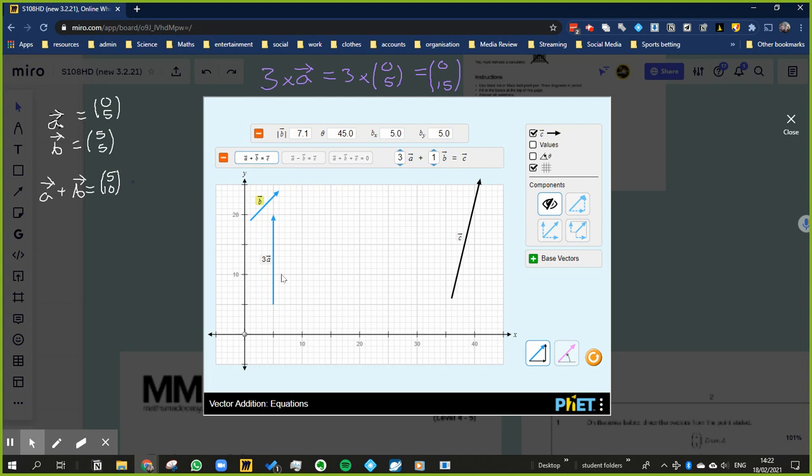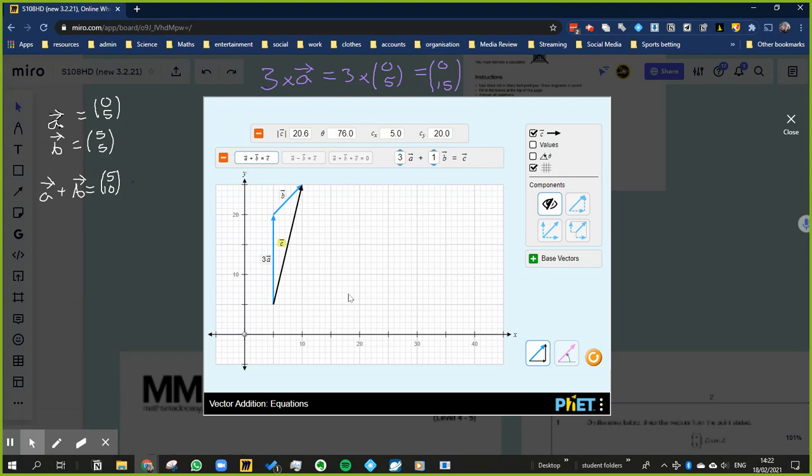So, well, 15 up, 3 lots of 5. And it's now saying that C is equal to 3 times A plus B. If I add that there and put this one down here, you'll find that it's the same.